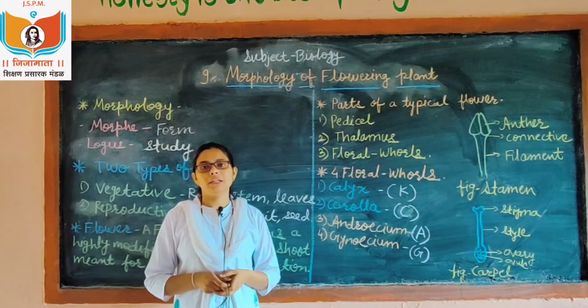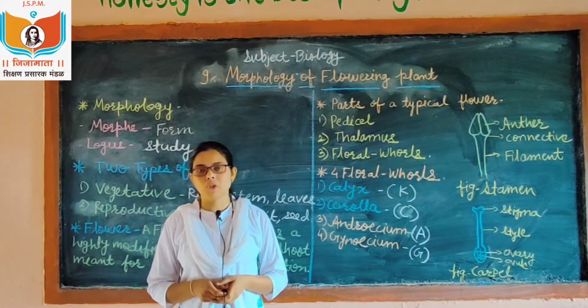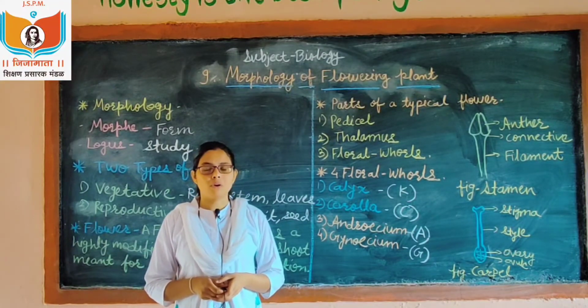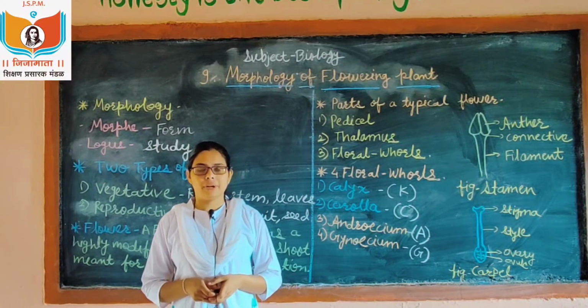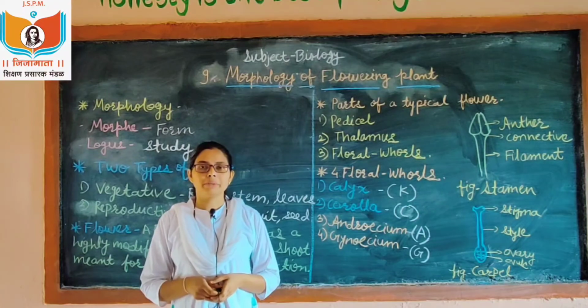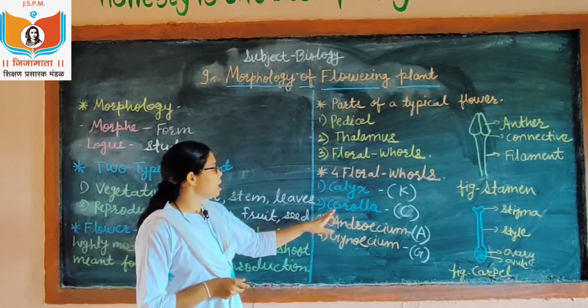Functions of the calyx. Calyx is green in color, so it helps in photosynthesis. It is the outermost whorl of a flower, so it protects all the inner whorls of a flower. Then petaloid sepals attract insects for pollination. Then second one is the corolla.